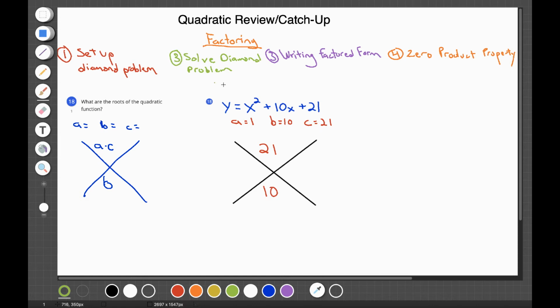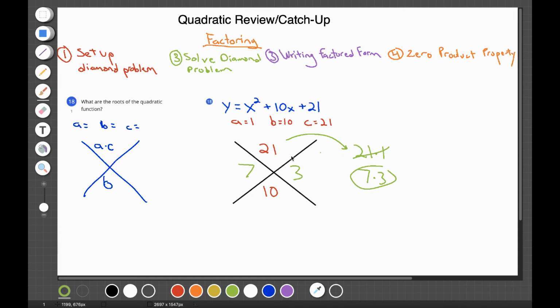So we're going to solve the diamond puzzle. So again, we're going to think, what are some numbers that multiply together to get 21? 21 and 1 definitely works. 7 and 3 is the other one. That's really common, 7 times 3. Which one of those two adds together to get 10? Well, it's definitely not this one. It's going to be 7 and 3. So that is the solution to your diamond puzzle.